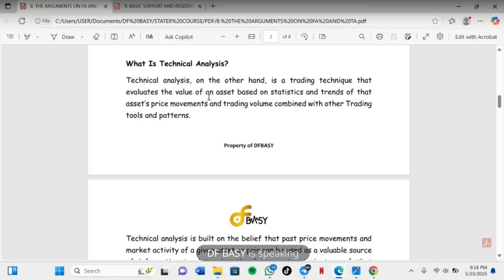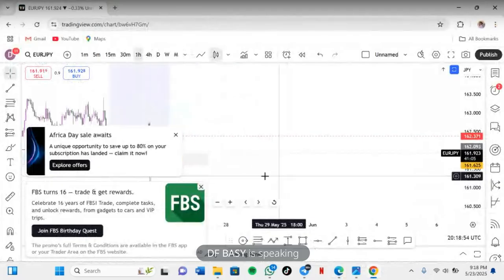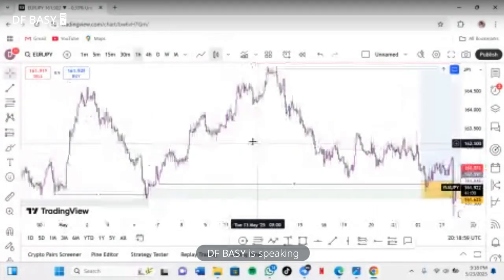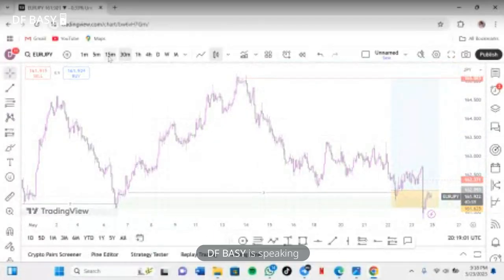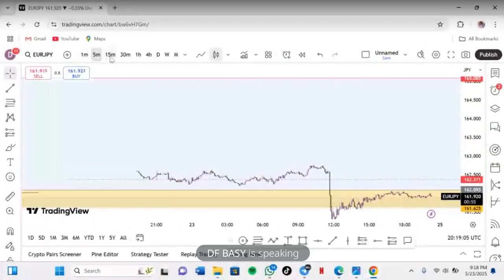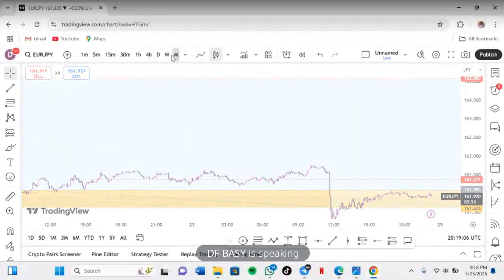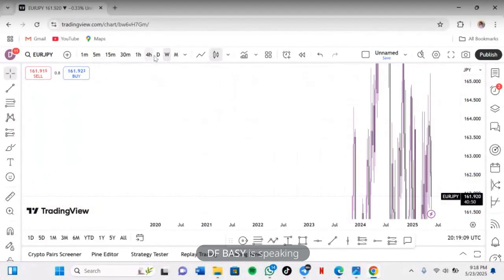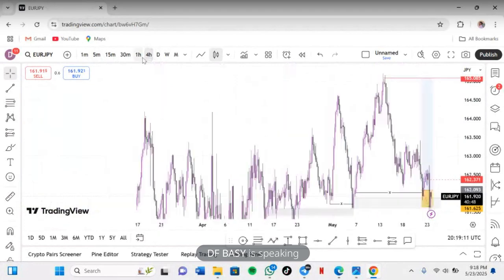So there's a 15 minutes time frame. I'll show you guys that tomorrow. Now, let me show you guys already. On the chart there are different time frames. There's the 30 minutes, the 15 minutes, the 5 minutes, the monthly time frame, the weekly time frame, the daily, the 4 hour, the 1 hour.